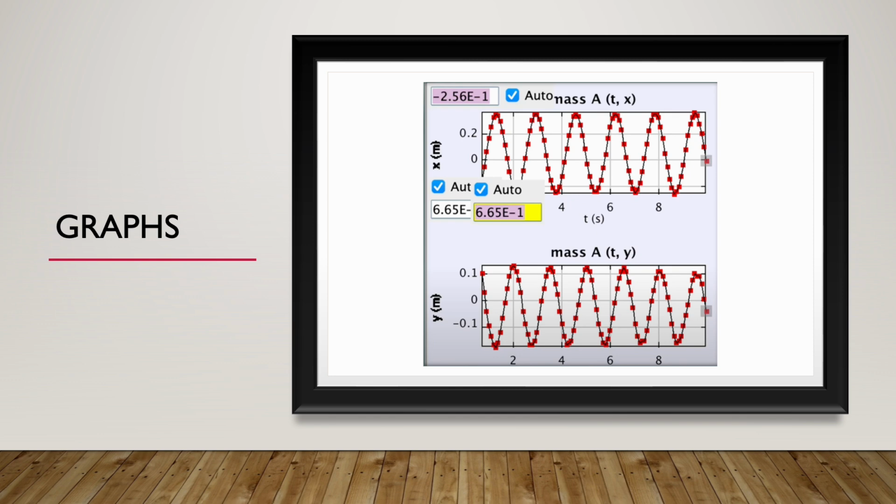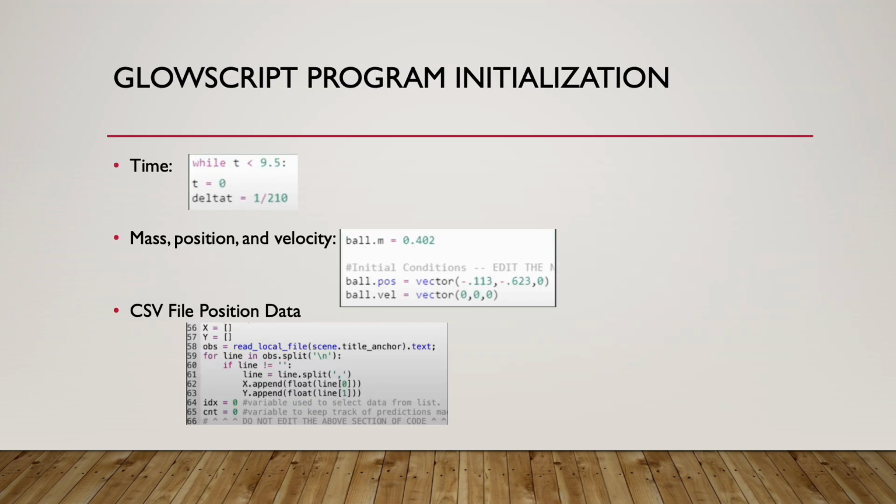I initialized my GlowScript program with the weight's mass, the position, initial velocity, and the video's time range from Tracker. The initial time was 0, and then the timestep was 1/210, which is seen in the video frame, and then I uploaded that into Tracker. For the observed translational data from the model, I can see the X and Y position from Tracker, and then I imported the CSV file with the data points from Tracker.